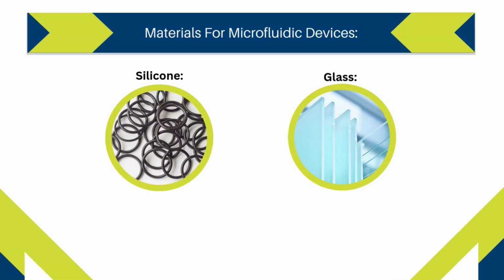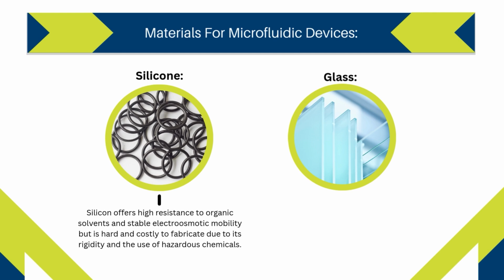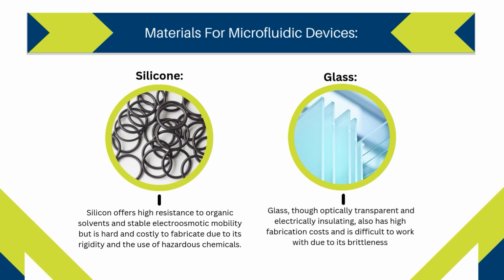Several materials are commonly used in microfluidics, each offering specific advantages depending on the application and manufacturing needs. Silicone and glass were the original materials used for microfluidic devices. Silicone offers high resistance to organic solvents and stable electroosmotic mobility, but is hard and costly to fabricate due to its rigidity and the use of hazardous chemicals. Glass, though optically transparent and electrically insulating, also has high fabrication costs and is difficult to work with due to its brittleness. Despite these challenges, glass still finds relevance in specialized applications, like on-chip reactions and droplet-based testing.